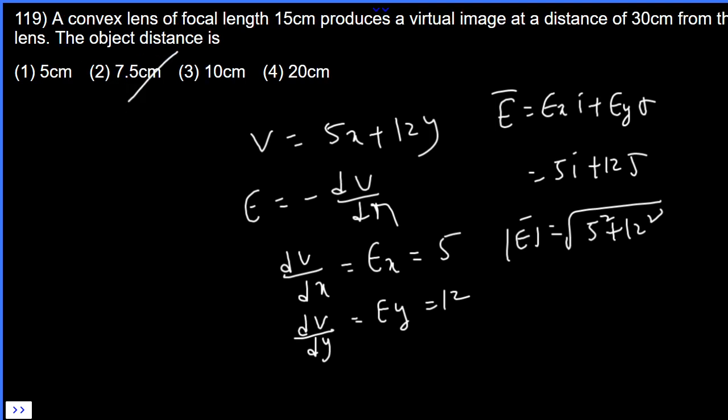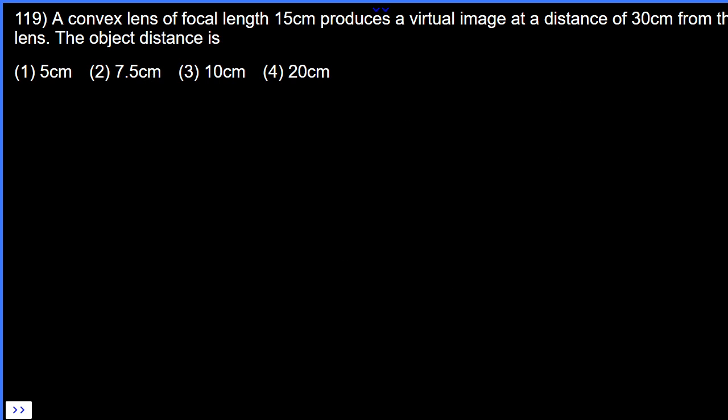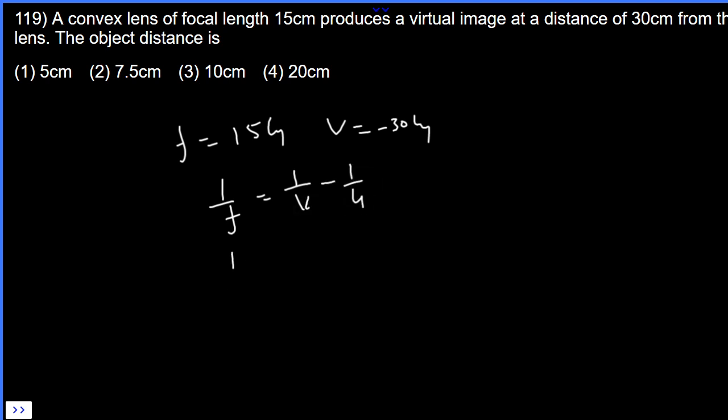The next one is 119. A convex lens of focal length 15 centimeter produces a virtual image at a distance of 30 centimeter from the lens. The object distance is. So in the case of convex lens, the given focal length is 15 centimeter and the image is virtual, that means V is equal to minus 30 centimeter. We have to calculate the object distance. The general lens formula is 1 by V minus 1 by U. In the case of convex lens, U is always negative.